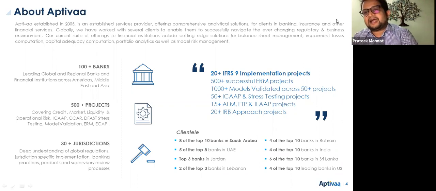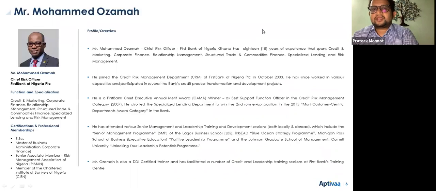So with that, I would like to also take this time to introduce our speakers today. Joining us for opening remarks is Mr. Mohammed Ozama. Mr. Mohammed Ozama is the Chief Risk Officer of First Bank of Nigeria, Ghana, who has 18 years of experience that spans across credit and market risk, corporate finance, relationship management, structured trade and commodities finance, specialized lending, and other risk management.